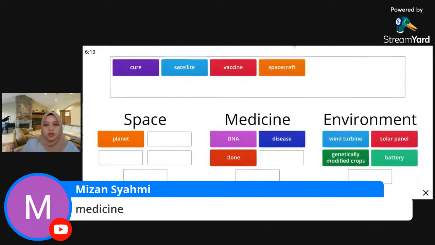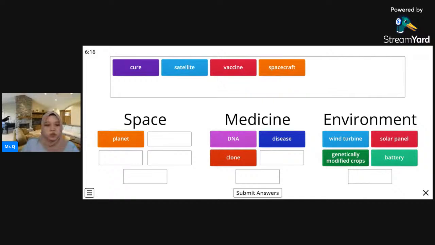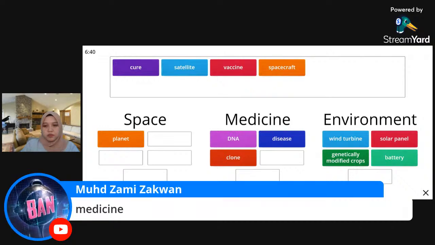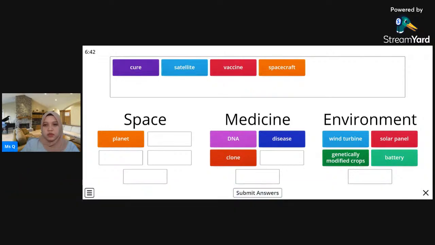Okay, how about cure? Is it space, medicine, or environment? Okay, most of you answered medicine. Very good. All right, let's put the cure in medicine.